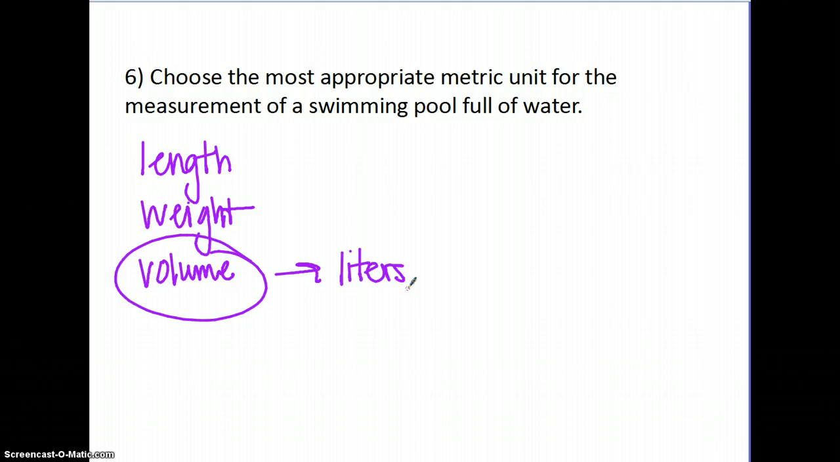But in this case, a swimming pool is really, really big. So the most appropriate metric unit is kiloliters. If you remember from class, that's about the size of 2 large refrigerators, okay? So it's a lot of refrigerators that could fit in the swimming pool full of water.